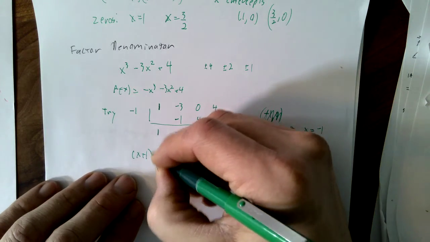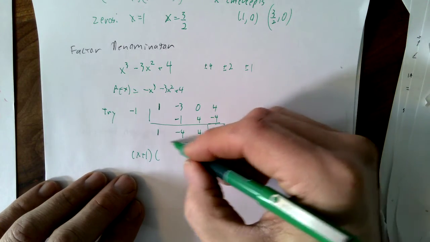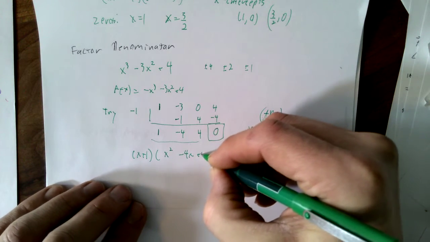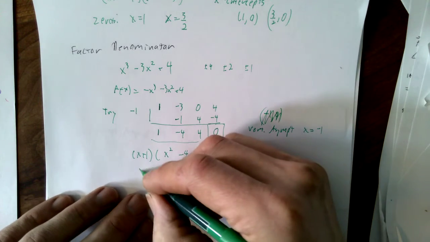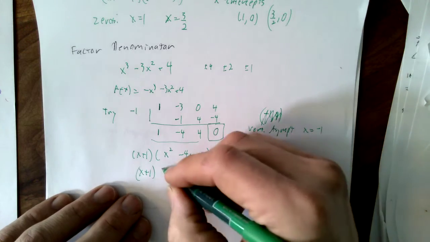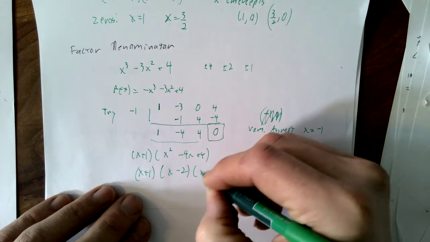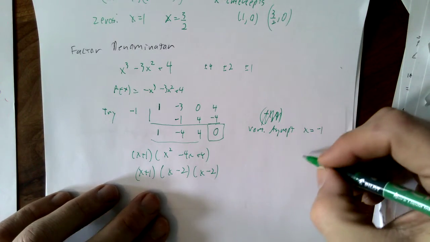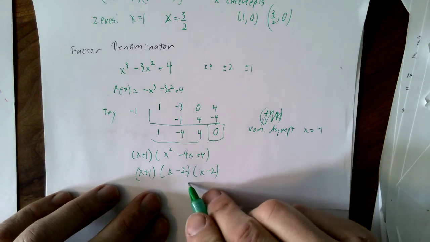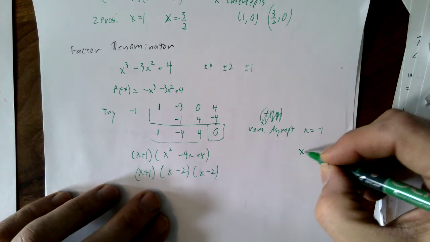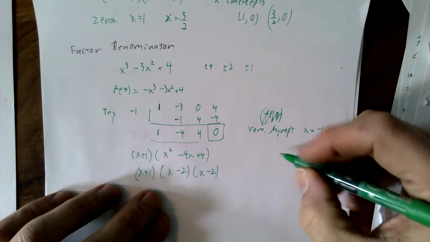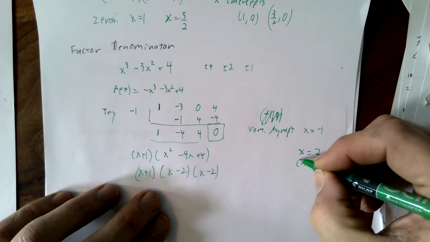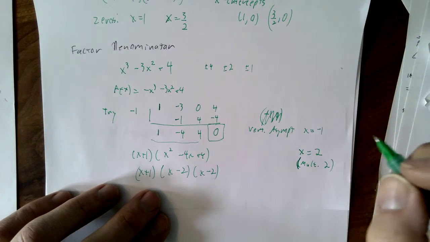My factors so far are x plus 1, and then this would be my remaining polynomial, x squared minus 4x plus 4, which factors nicely. That's kind of an easier factoring thing, so x minus 2, x minus 2. So I have a 0 of multiplicity 2 in the denominator. That's also a vertical asymptote. But this one's got multiplicity 2. We'll see what that does on the graph when we have an asymptote with multiplicity 2.